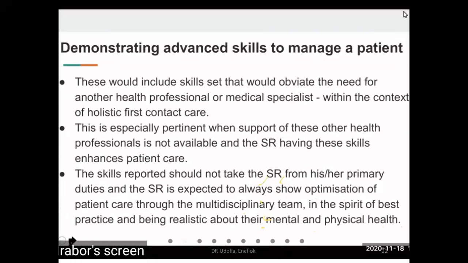This will include a skill set that would obviate the need for another health professional. What we're saying is not that you should not refer this patient to a specialist, but in whatever you do, you must reflect that, look, you are a specialist. And if you need to manage this patient, you can do that. And that could form part of your case, but you follow it up and coordinate the care in a very holistic way.